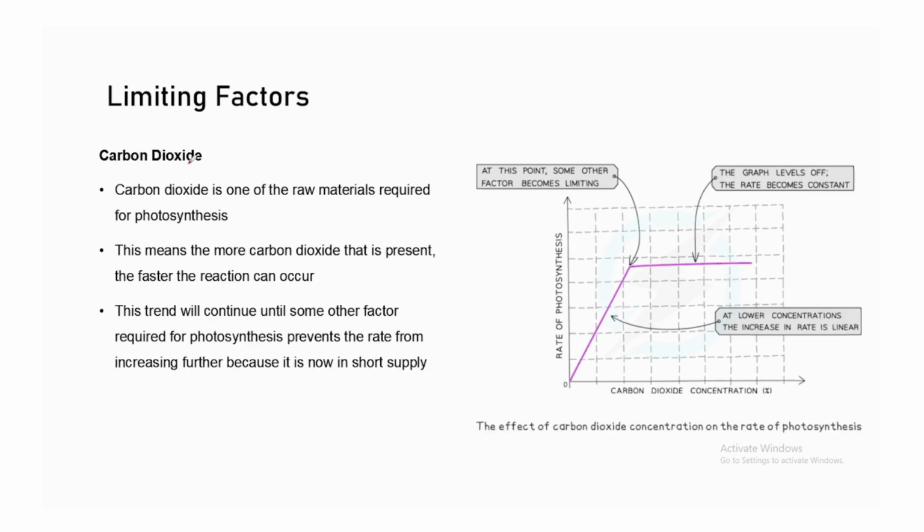Carbon dioxide. Carbon dioxide is one of the raw materials required for photosynthesis. This means the more carbon dioxide that is present, the faster the reaction can occur. This trend will continue until some other factor required for photosynthesis prevents the rate from increasing further because it is now in short supply. Same as the light intensity graph.